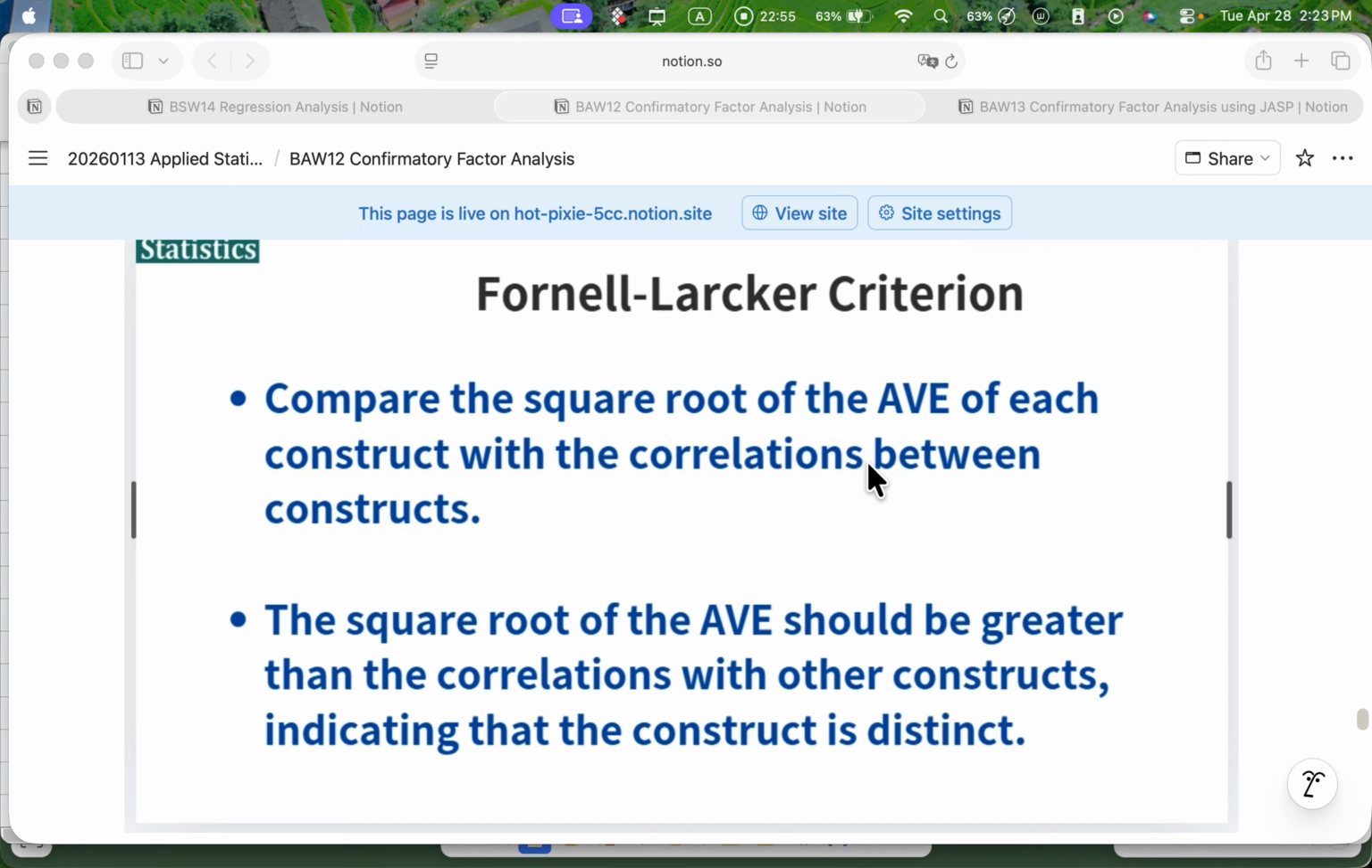So the criterion is that the square root of AVE should be greater than the correlation with other constructs, indicating the construct is distinct. Distinct means what? It means discriminant validity.